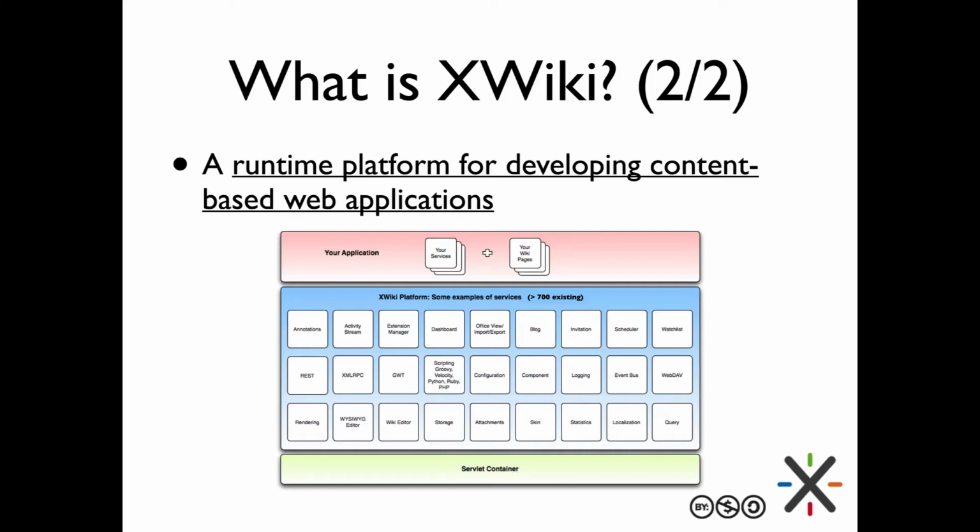All those services are exposing APIs that you can actually use yourself. You have access to them. And for some of them, they also expose UIs, so wiki pages and UIs. Then your own application can add your own services developed either in Java, for example, or inside wiki pages themselves. And of course, your application can also provide content pages as wiki pages. But you sit on top of this platform and you've got access to those 700 types of services and APIs.